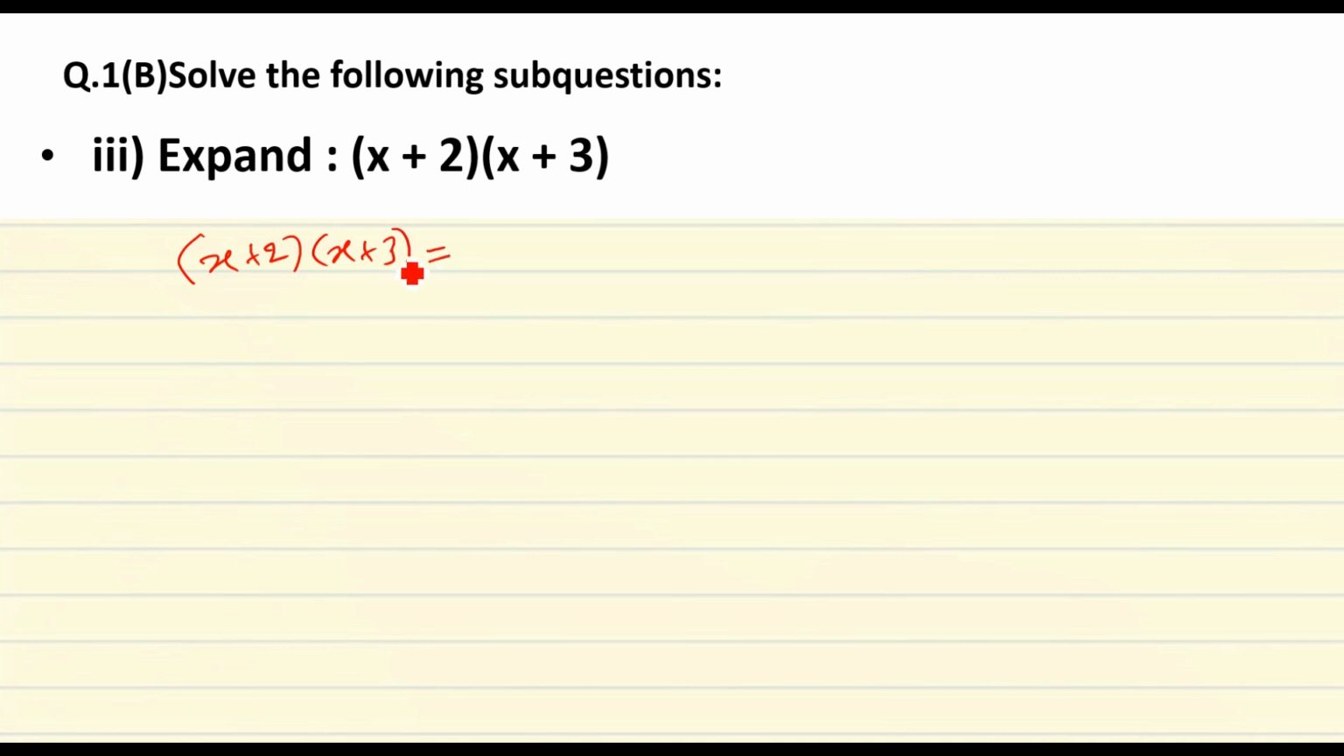Now this expansion can be done by using two methods. Here we will expand directly. Two brackets are there. Whenever two brackets are there, you have to multiply the first number of the first bracket with the second bracket, and then the second number with the same bracket. So what I did here, first I multiply x with the second bracket and 2 with the second bracket.